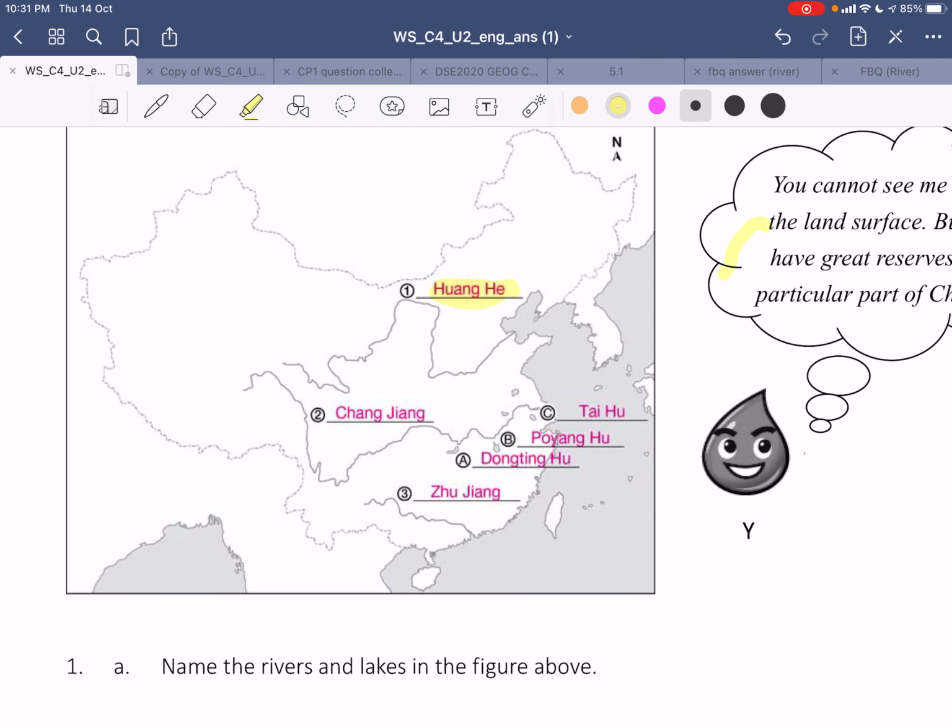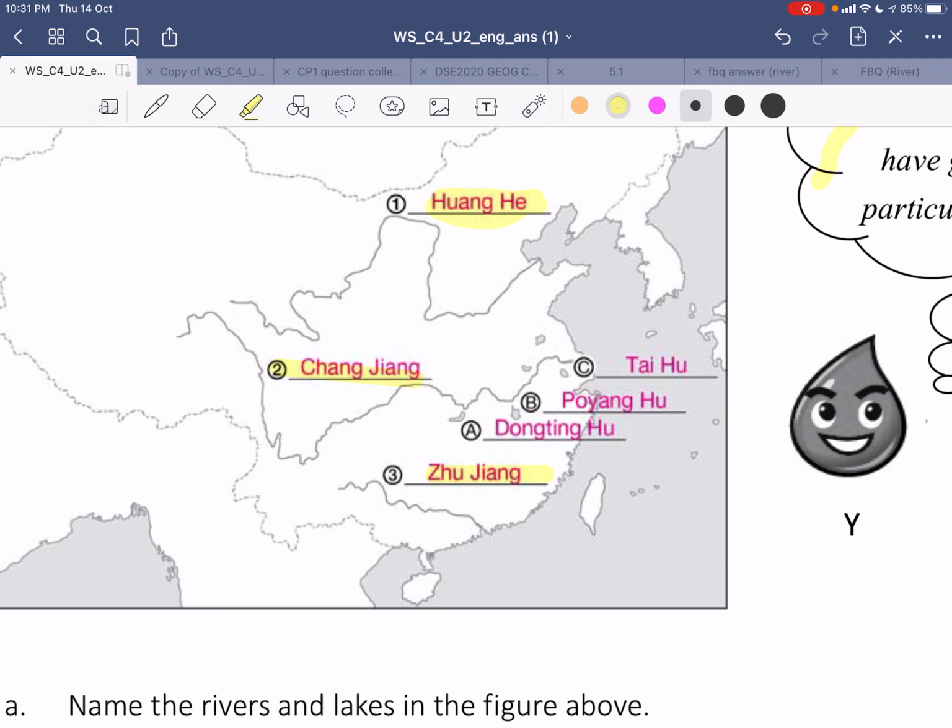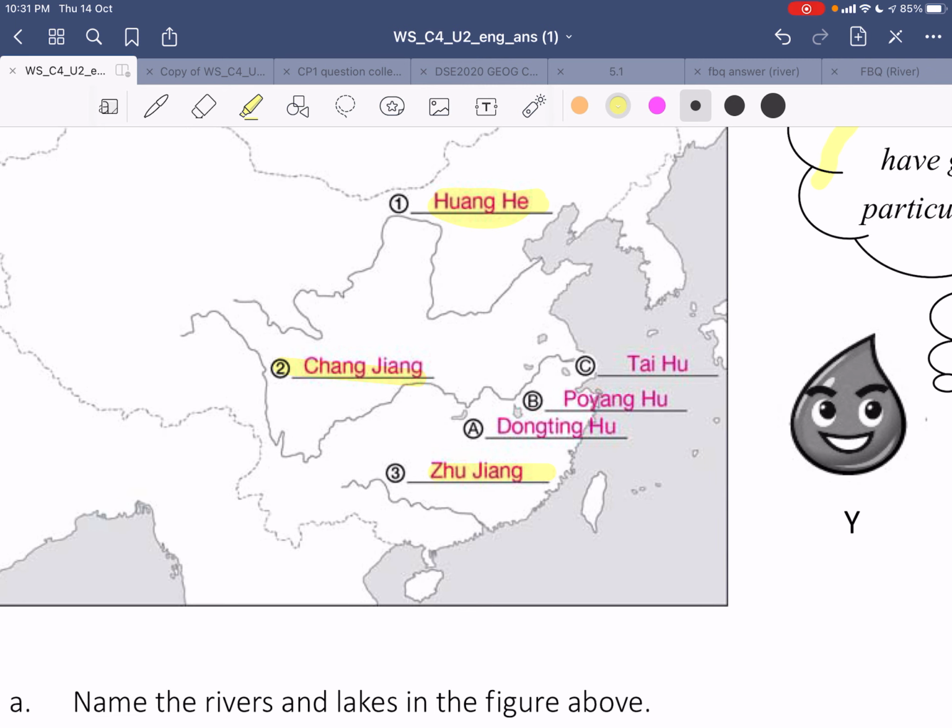Hello, we'd like to go through Unit 2 with you, and also some of Unit 3. First of all, I'm going to talk about the distribution of different lakes and rivers in China. Okay, so I think I really don't need to go through this, because Huanghe, you should know it. Changjiang, you should know it. Zhujiang you also know, but the matter is where it is located.